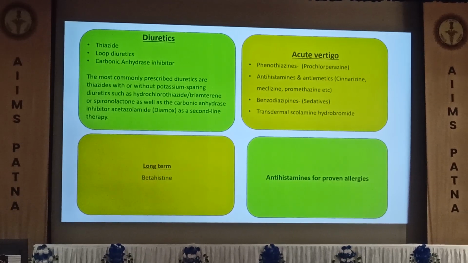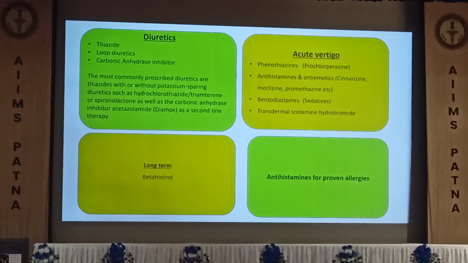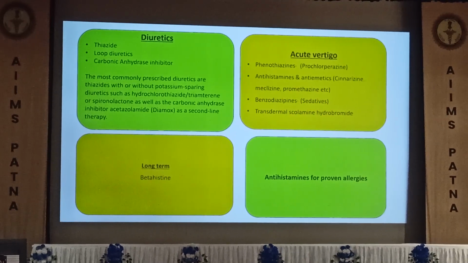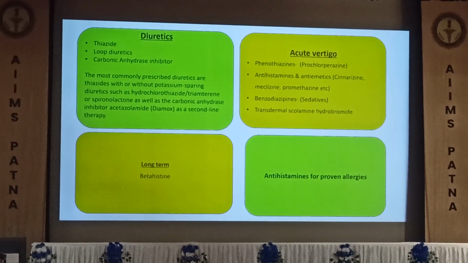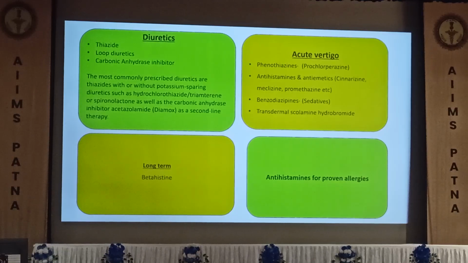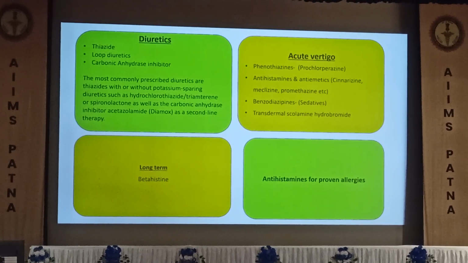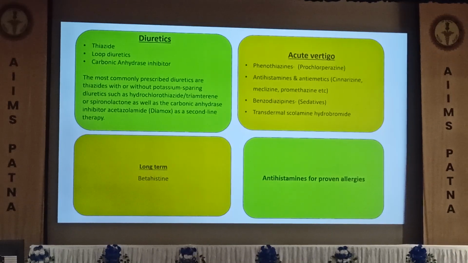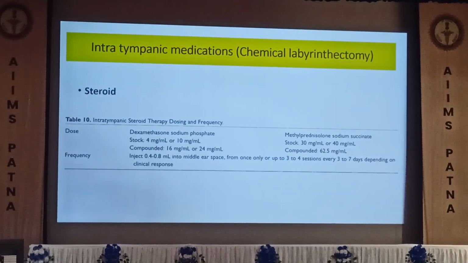For acute vertigo, you can use a vestibular suppressant of your choice, and the patient's tolerance. That also is important. Long term, we also give betahistine, and we have not upscaled our dose. We still maintain around 48 a day, and patients usually in our clinic are stabilized with that. Antihistamine may be given for proven allergies. We routinely don't use them.